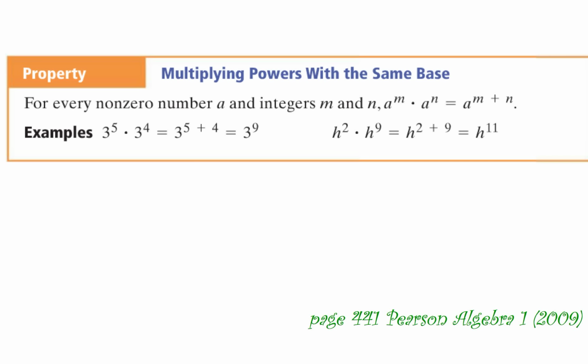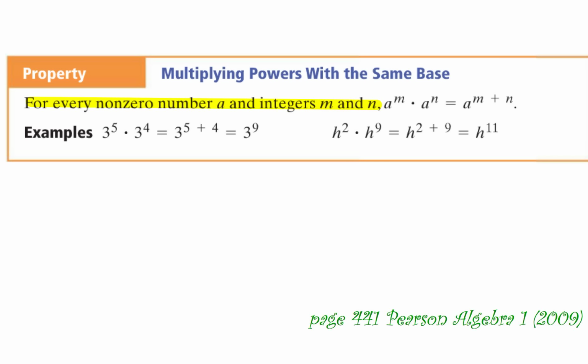First thing we need to look at is the property here, multiplying powers with the same base. When we multiply powers with the same base, it reads, for every non-zero number a and integers m and n, a to the m times a to the n is equal to a to the m plus n. Let's take a look at that again.